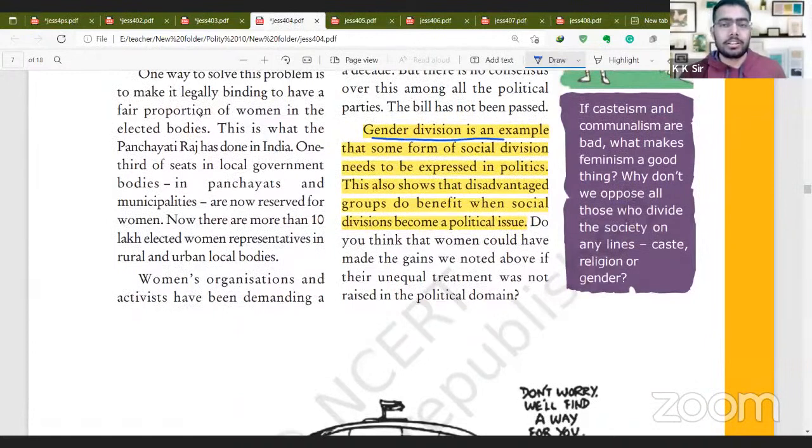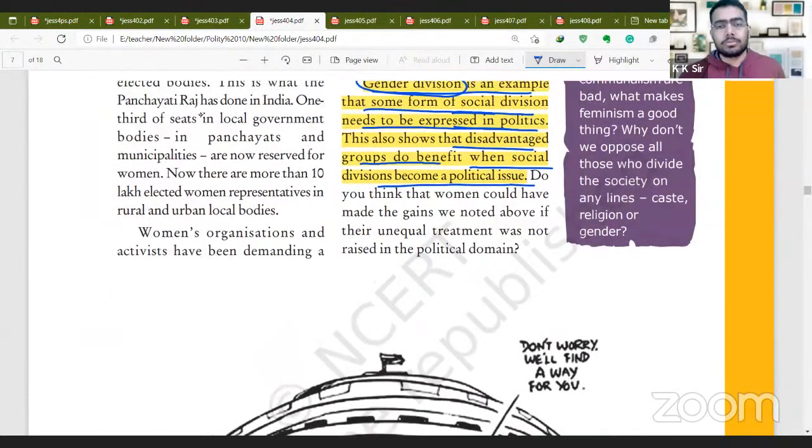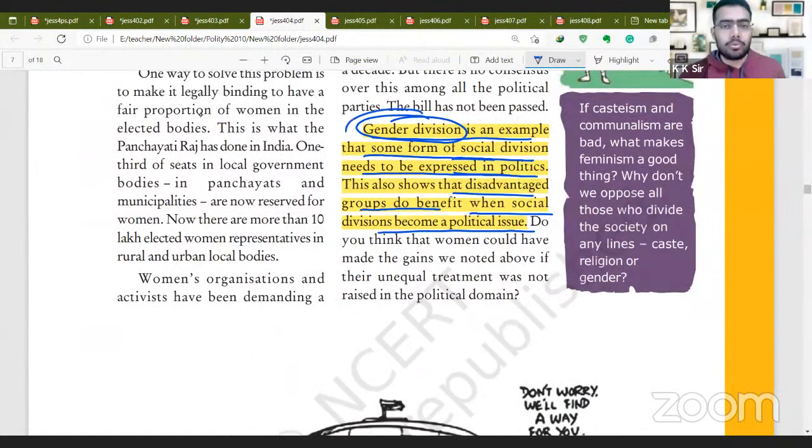So gender division is an example that some form of social division needs to be expressed in politics. Gender division एक example है जहां politics में social division की बात होनी चाहिए. This shows that this disadvantaged group do benefit when social division becomes a political issue. Now people have started talking about women rights. So अगर पॉलिटिक्स हो वुमेन और जेंडर इश्यूज का तो ये अच्छा है.